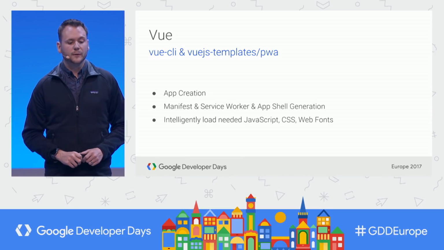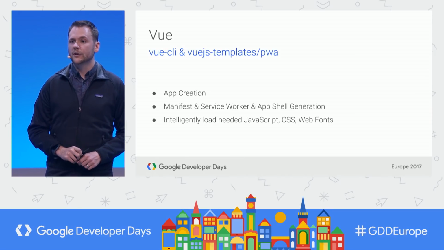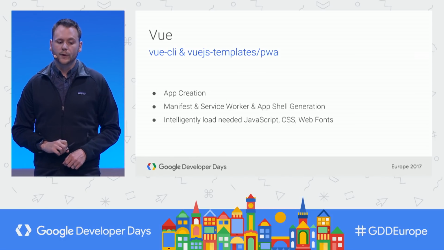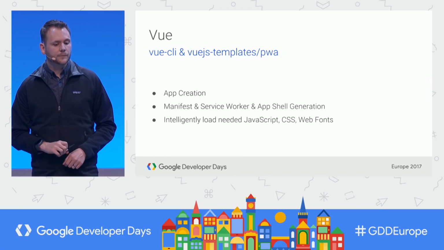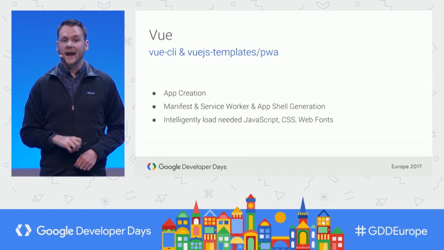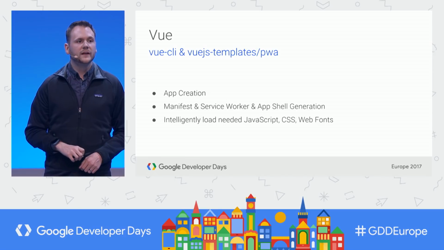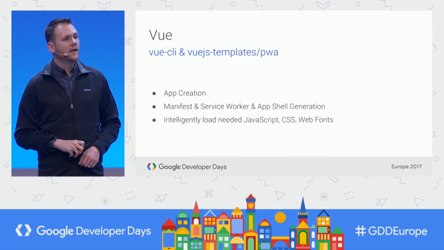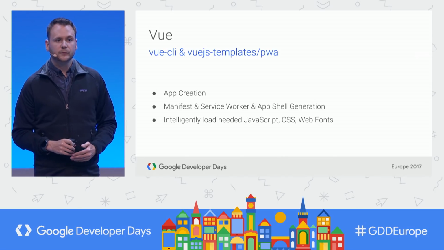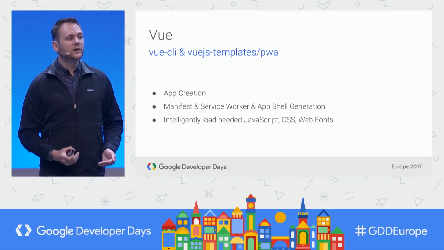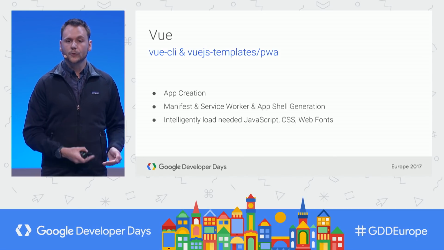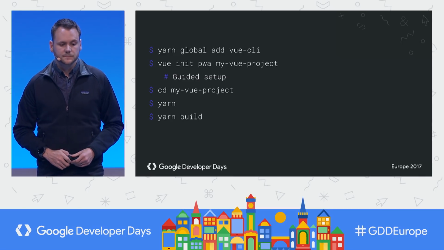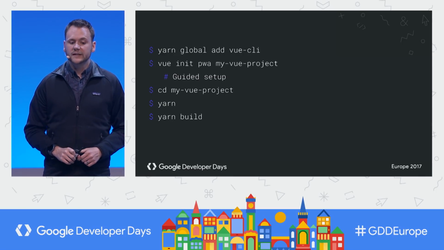Next, I'm going to talk a little bit about Vue. So there's 2 projects at play here. There's the Vue CLI, as well as the Vue.js templates for PWA. Again, this handles app creation. It handles manifest and service worker and app shell generation. And one of the very nice things about the Vue CLI is that it intelligently loads the bits of your application as they're needed. So it can understand, for example, if you have lazy loaded routes, which chunks based on a user request we need to load right away, and which ones can be asynchronous and deferred for a little bit later.